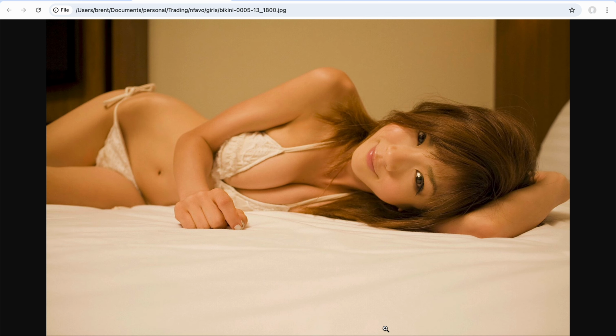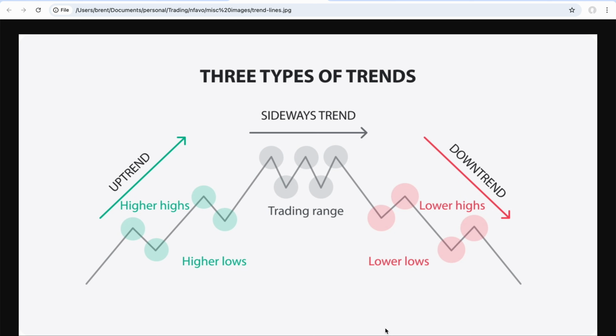First, we're going to look at types of trend lines. We've got the uptrend with higher highs and higher lows. We've got the downtrend with lower highs and lower lows. And importantly, we've got the sideways trend where our price is trending in a range. And this is important because a lot of the time the market is just trending in a range, consolidating.